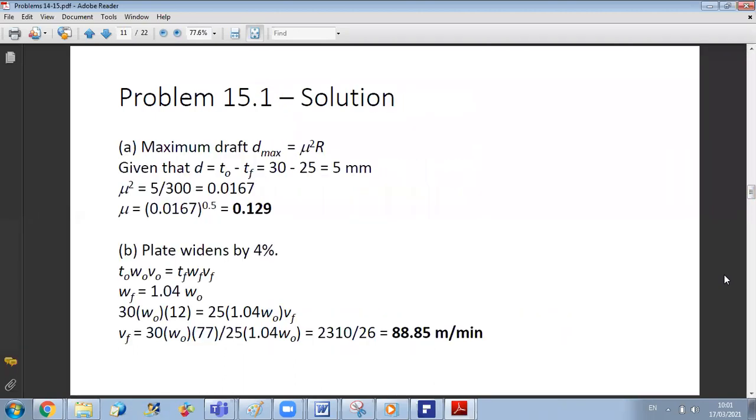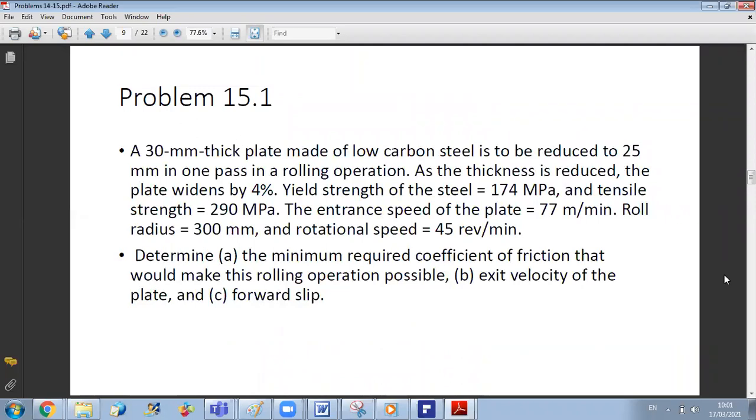So we will start to do problems on chapter 15 to practice on the formulas we have covered together last time. So in a first problem, a 30 millimeter thick plate made of low carbon steel is to be reduced to 25 millimeter in one pass in a rolling operation. As the thickness is reduced, the plate width increased by 4%.